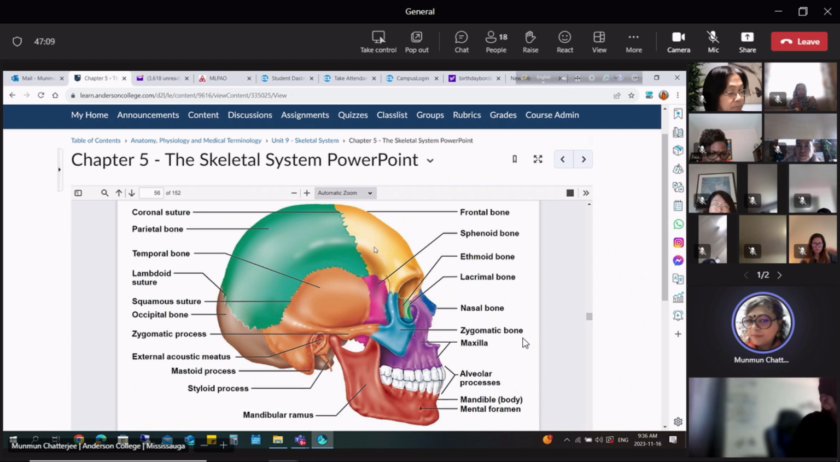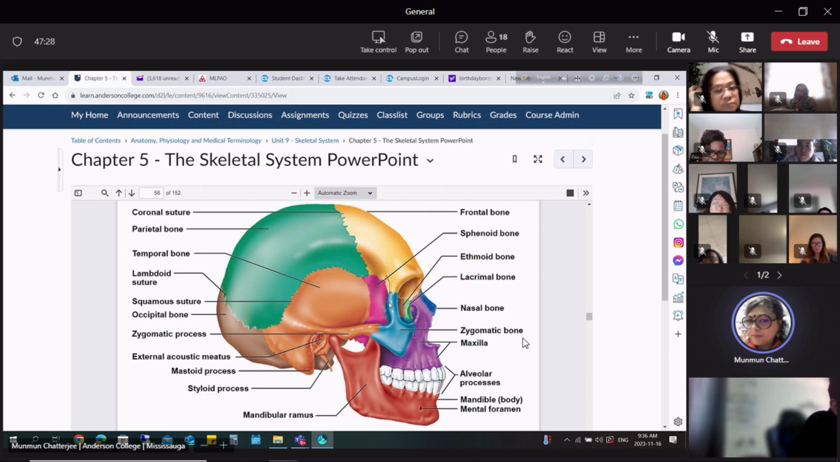See, the facial bones are connected to each other by sutures. This connection is called a suture. You don't need to remember all the suture names. This is the coronal suture. This is the lambdoid suture. There are different types of sutures, with different names, so you don't need to remember them.